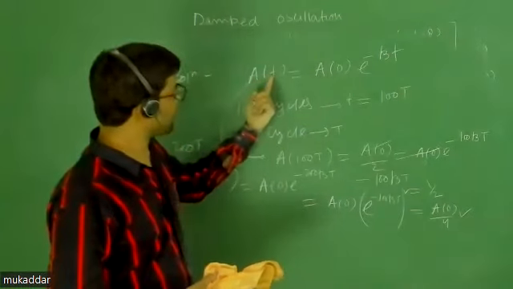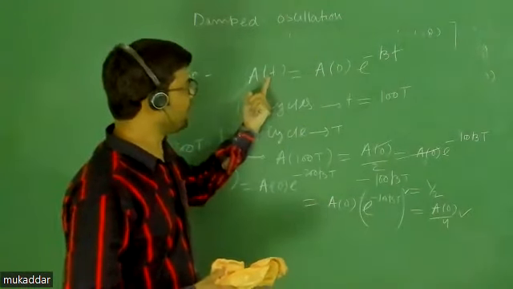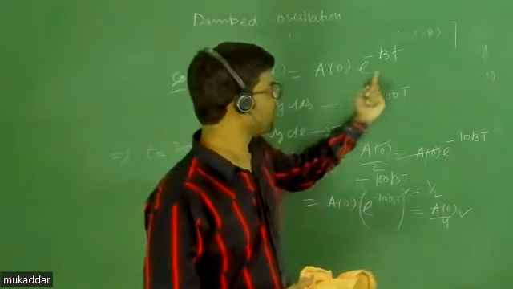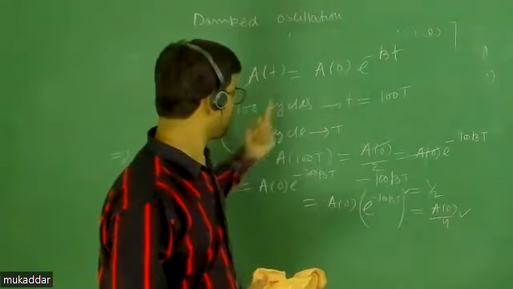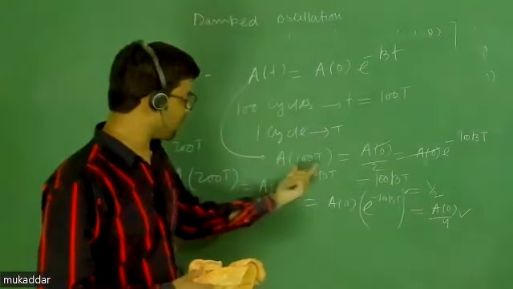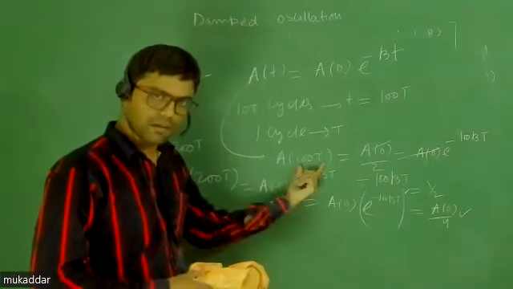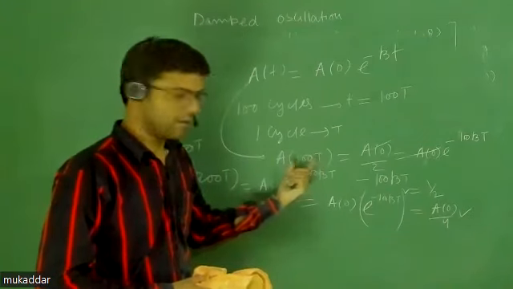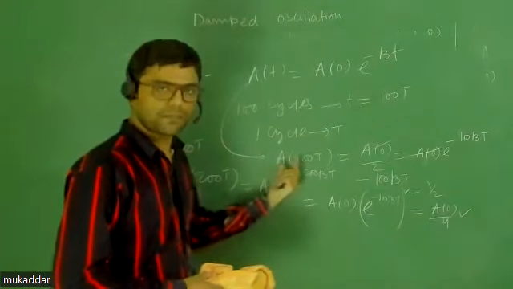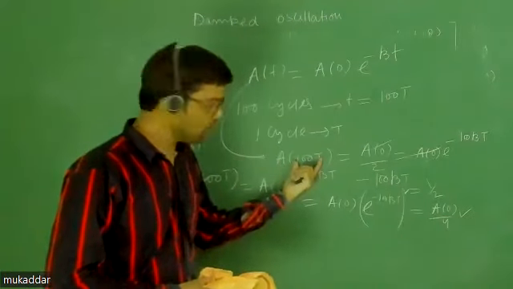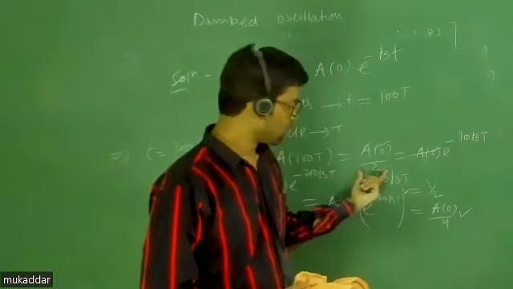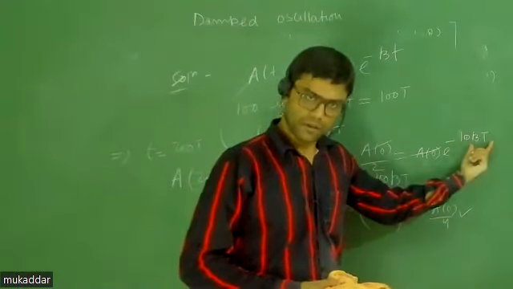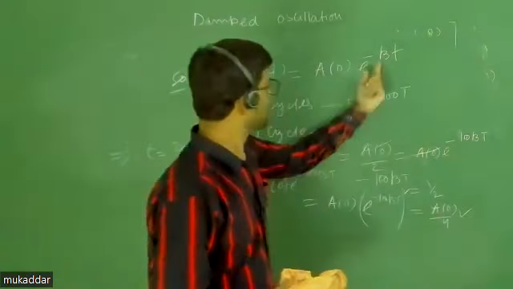This is the amplitude for any arbitrary time. Amplitude of the oscillator after time t will be a naught e to the power minus beta t for any arbitrary t. Now what will you put in place of t? 100 T, because you know that the amplitude after 100 cycles, a of 100 T, is provided as a naught by 2. So in place of t you will put 100 T.